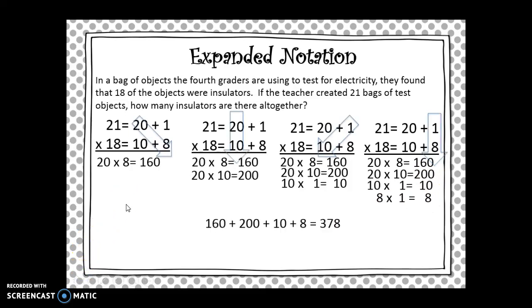If you got 378, you would be correct. And remember, we always want to write our final statement sentence with our answer in it. Our final statement should read, so there are 378 insulators all together. That's it. You have just practiced the expanded notation method. Now, let's move on to the algebraic method.